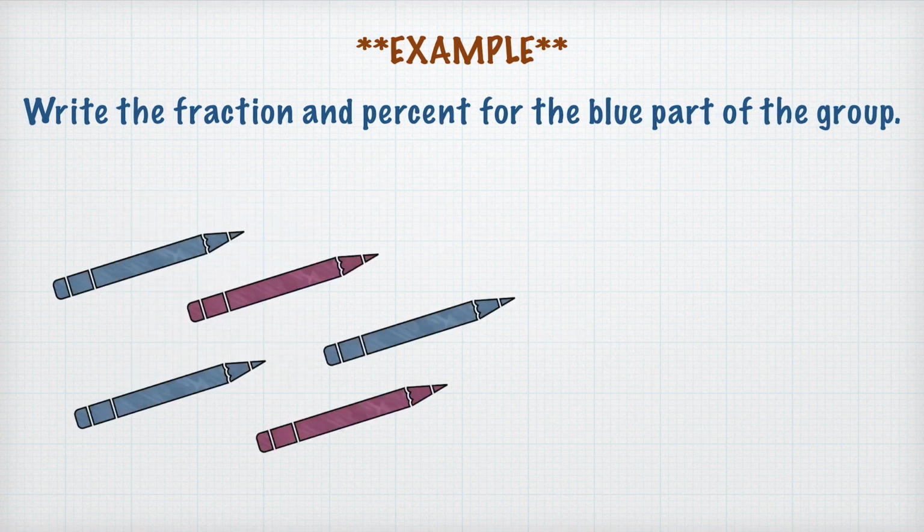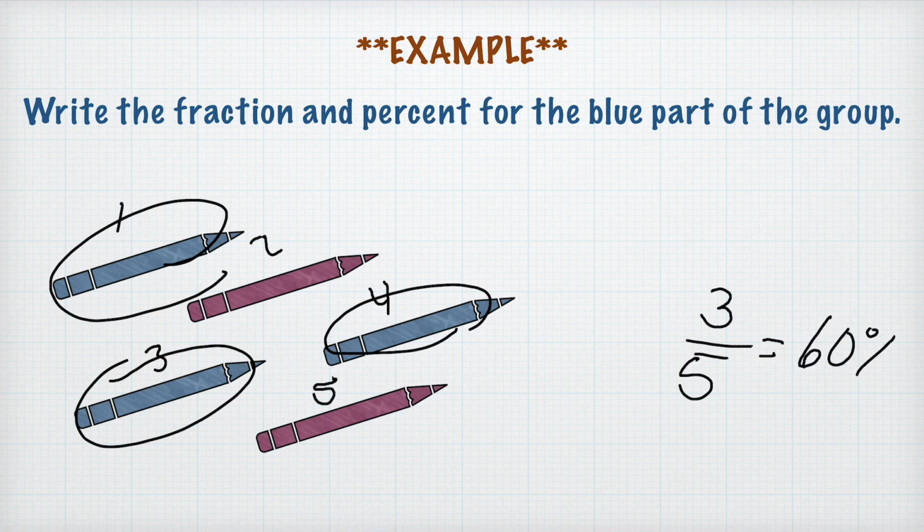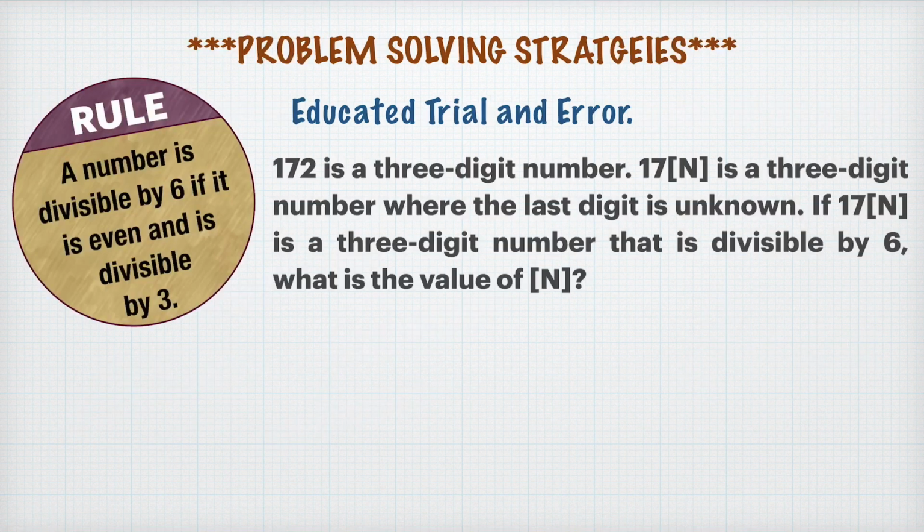All right, now write the fraction and percent for the blue part of the group. So we have 5 pencils total. 1, 2, 3, 4, 5, and 3 of them are blue. So the 5 becomes our denominator, the 3 becomes our numerator, and we said 3/5 is equal to 60%. So 3/5 equals 60%. I really didn't like that 6, so let's fix that. So we have 60%.